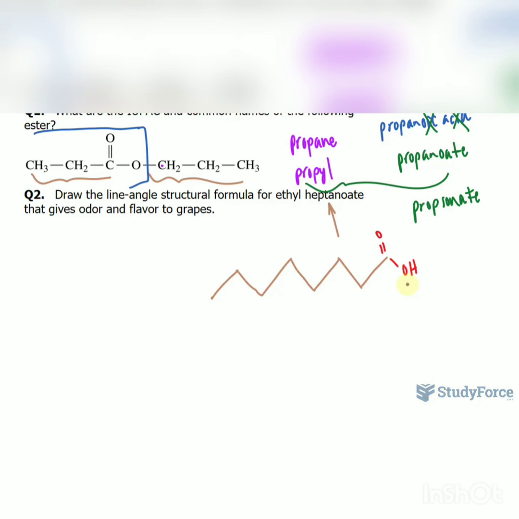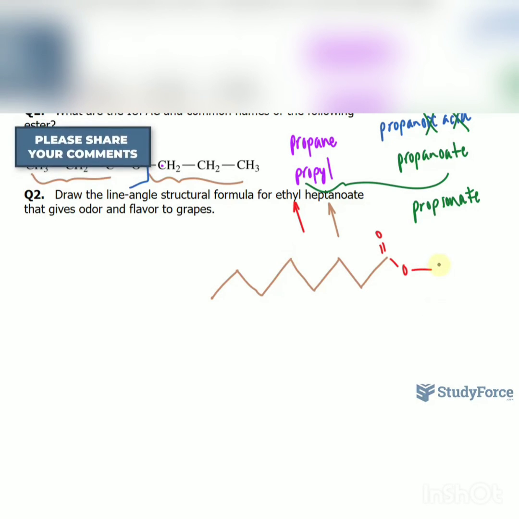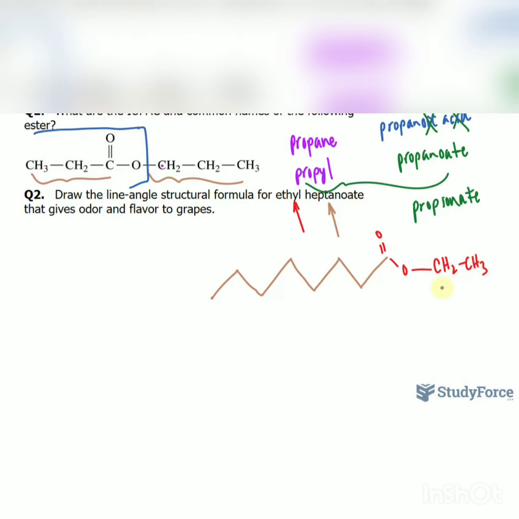But this is an ester, so we drop this H. We create another bond with ethyl. Ethyl is the alkyl group that has 2 carbons. So this should be CH2, CH3. And remember, this is the line angle structural formula, so I'm going to replace these with lines. And there you have it.